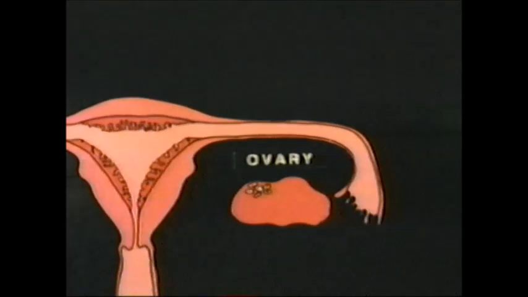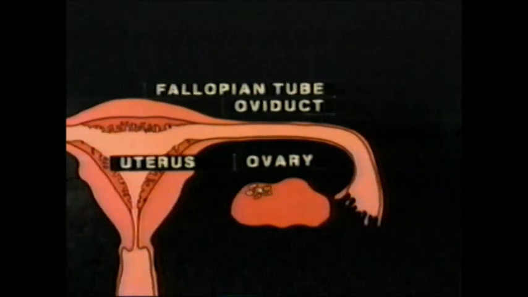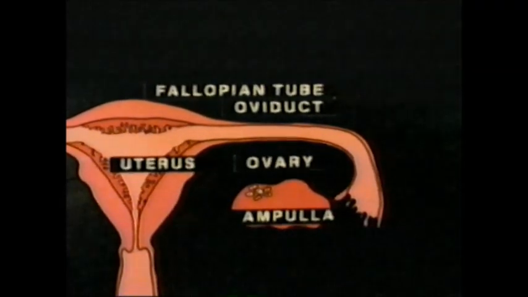This process of development begins within the pelvic region, where the reproductive organs are located. A closer look reveals the ovary, where egg maturation occurs, and the uterus with its outstretched fallopian tube, or oviduct. The flared end of each fallopian tube, the ampulla, lies close to the ovary.